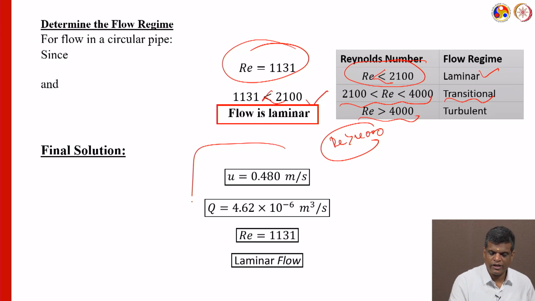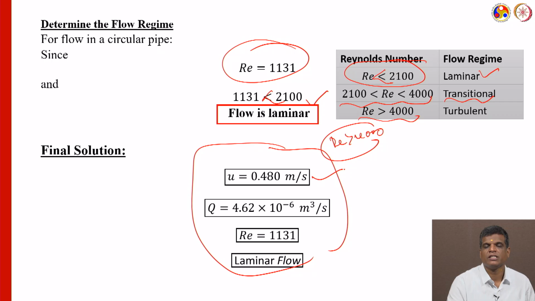So what is the final solution here? We got the value of average velocity, then volumetric flow rate, then Reynolds number. They asked whether it's a laminar flow or turbulent flow. From all this, it should be a laminar flow.